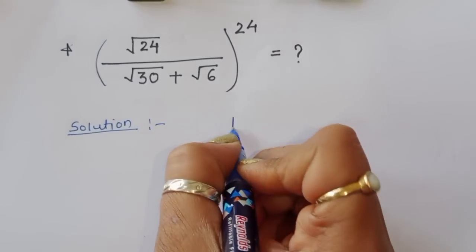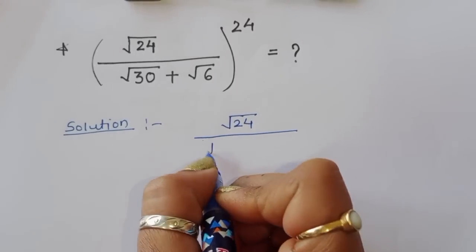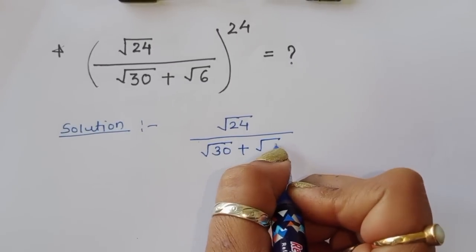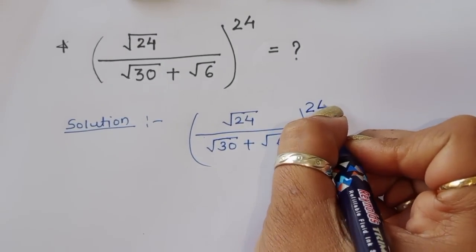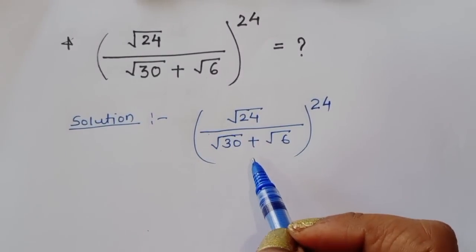So square root of 24 divided by square root of 30 plus square root of 6, whole power 24. And guys, one request: don't use a calculator.